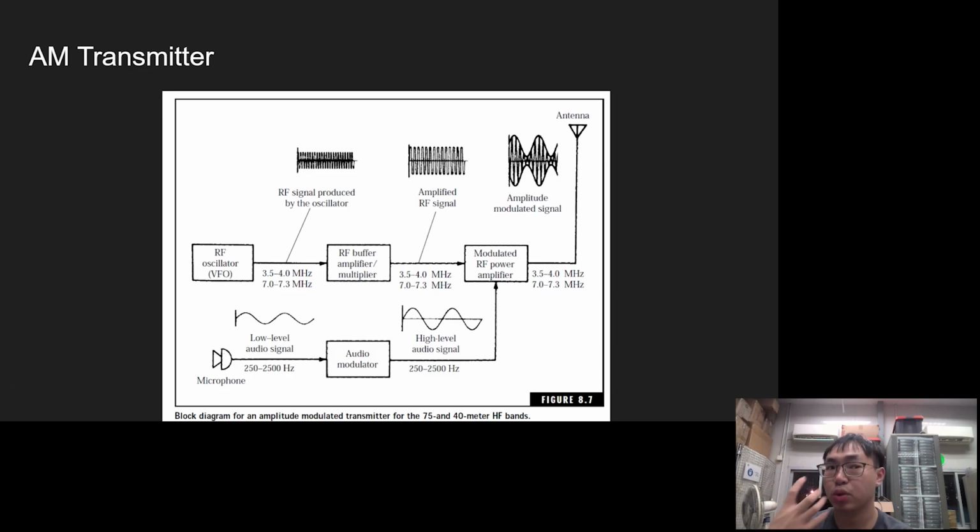The audio is where your signal, your voice, comes in. Okay. So you see the voice audio. Audio modulator, high level audio signal. Okay, it just amplifies your signal. And they have a modulator here. In this part they will put your audio signal onto your carrier wave, and emit it finally.